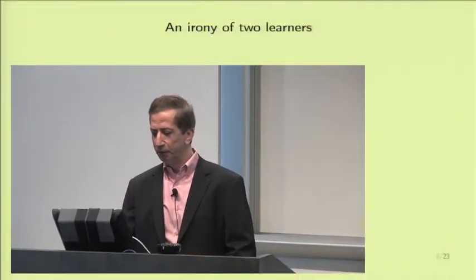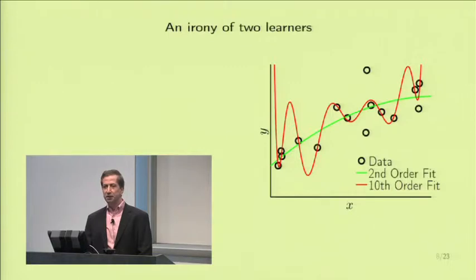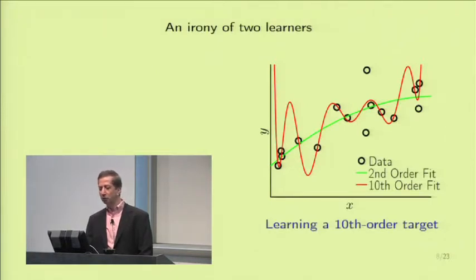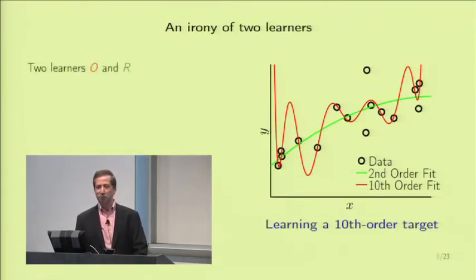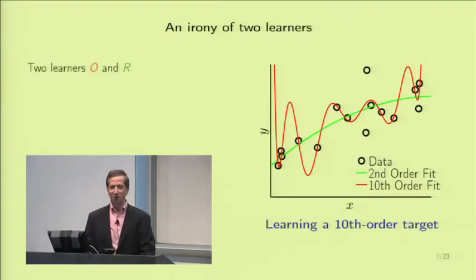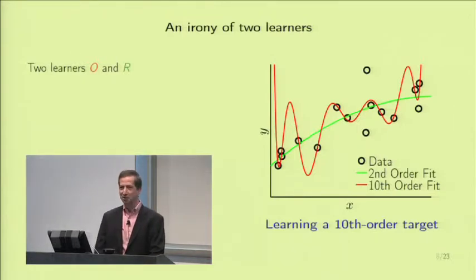So let's look at the irony in this example. Here is the first example, the noisy, simple target. You are learning a 10th order target, and the target is noisy. I'm not showing the target here, I'm showing the data points together with the two fits. Now, let's say that I tell you that the target is 10th order, and you have two learners. One of them is O, and one of them is R. O is for overfitting, and R is for restricted, as it turns out.